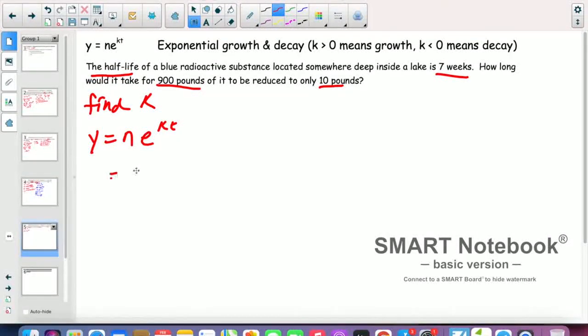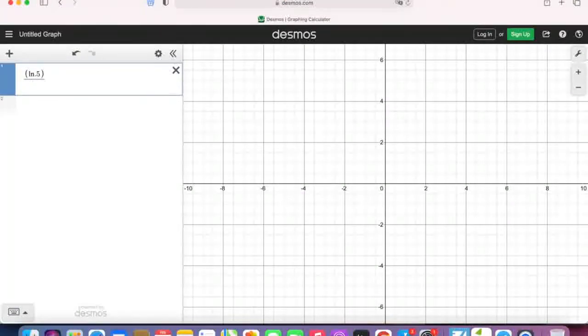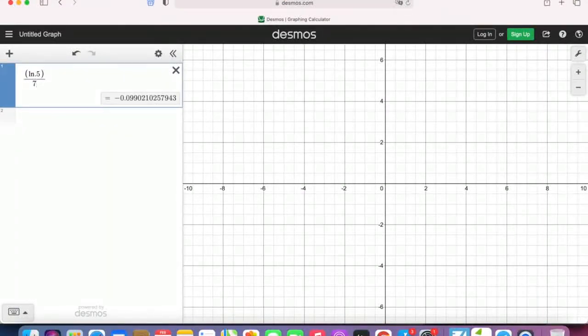So I'm going to start with an even number. The simplest even number to start with would be 2. So I'm going to let N equal 2. I know it takes 7 weeks for that 2 to decrease to 1, half of it. That equals e to the k times 7. So 1/2 equals e to the 7k. Finding your half-life is going to be the same work every single time. I'm going to put a natural log in front. That's natural log of 0.5 equals 7k. I get k by itself, so natural log of 0.5 divided by 7. If I put that into Desmos, that gives me a negative 0.099 as my k value.